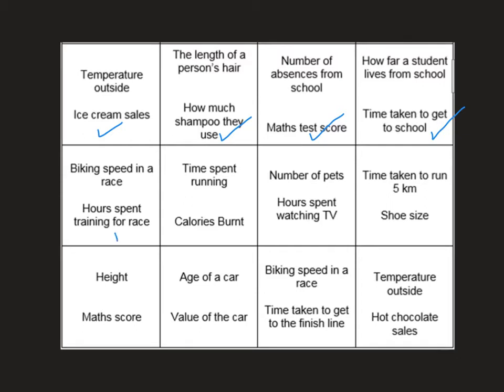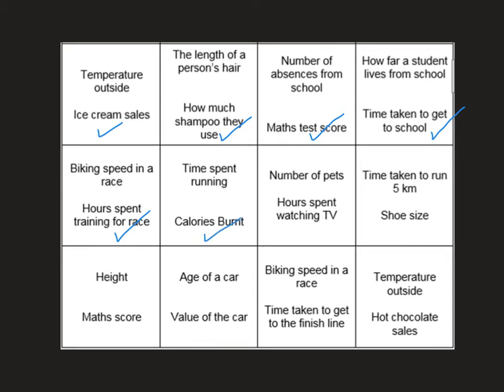Biking speed in a race and hours spent training for a race. Well, yes, depending on which bikes we're talking about, you're going to be stronger if it's a pedal bike, or just more confident if it's a motorbike, so you're going to spend more time training, so you're going to be able to go faster. Time spent running and calories burnt, yep, there's a relationship there.